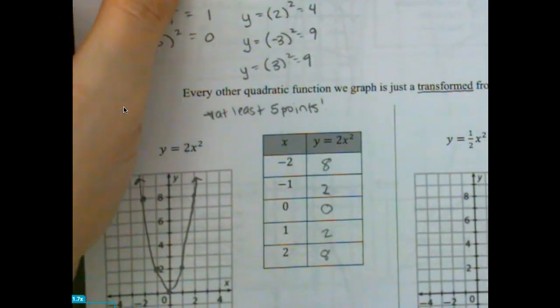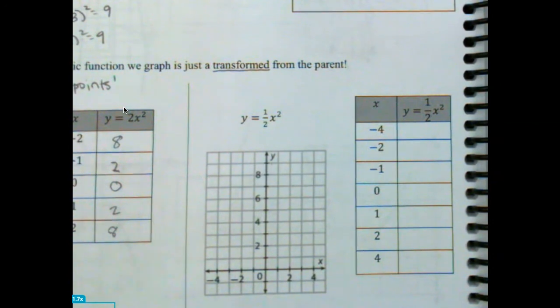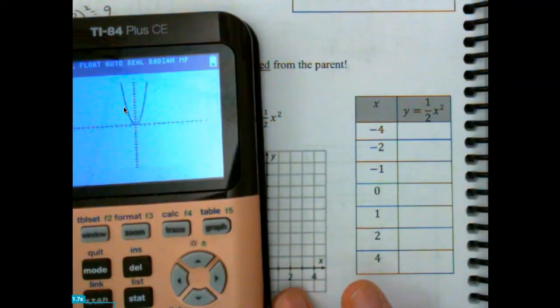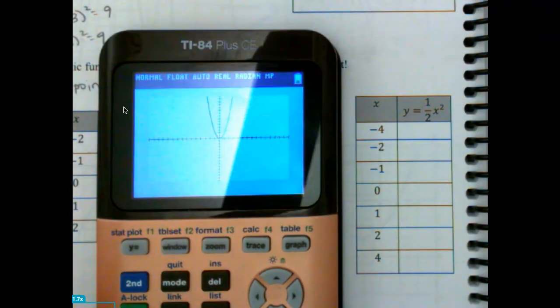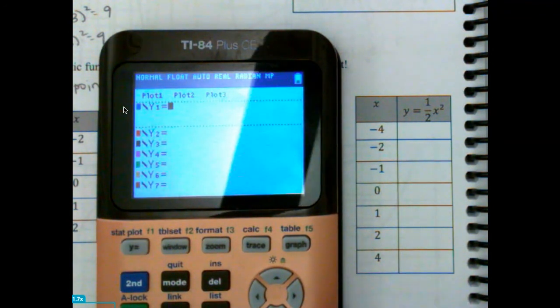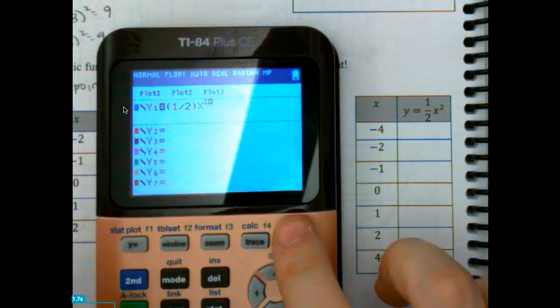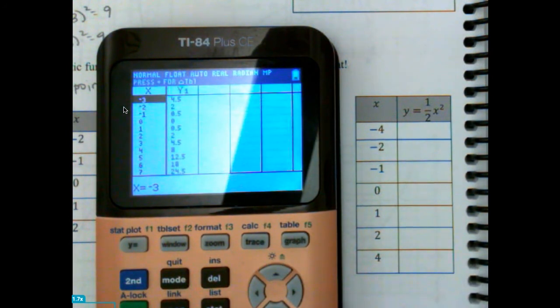Okay? Let's try one now that has a fraction in front. Fractions really don't change the process at all, except what you're putting into your calculator. So to get back to your input, hit y equals again. Clear out the first equation, because you can only have one equation in there to show up on the graph. Put your 1/2 in parentheses, like always. Hit your x, and then hit your squared. Second, graph, and there it will populate your table.